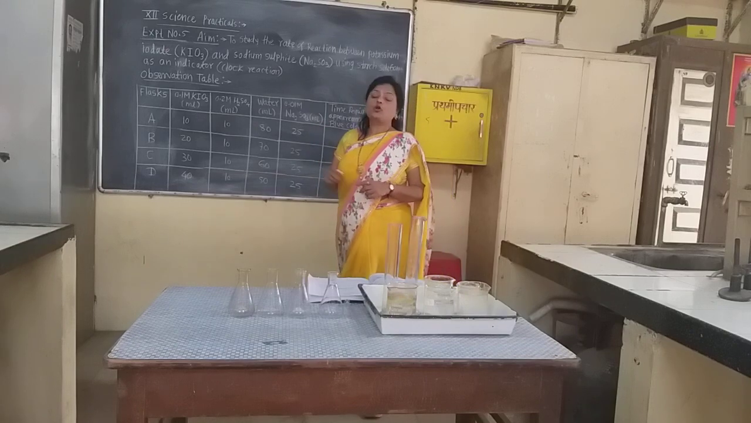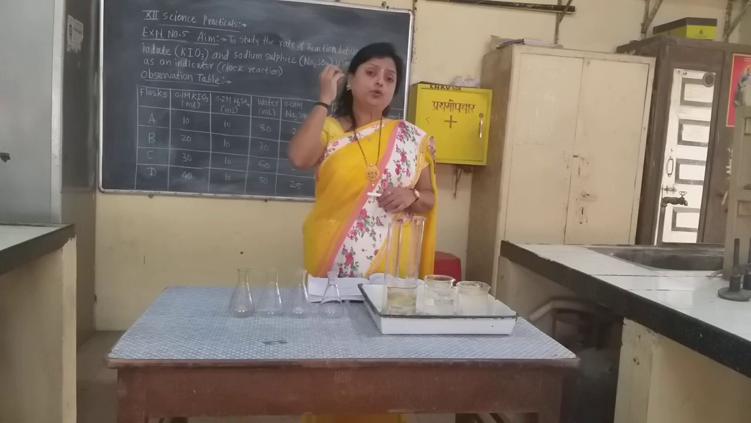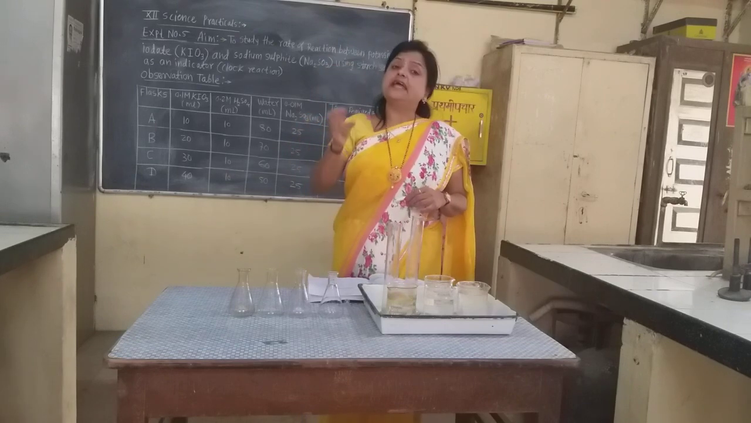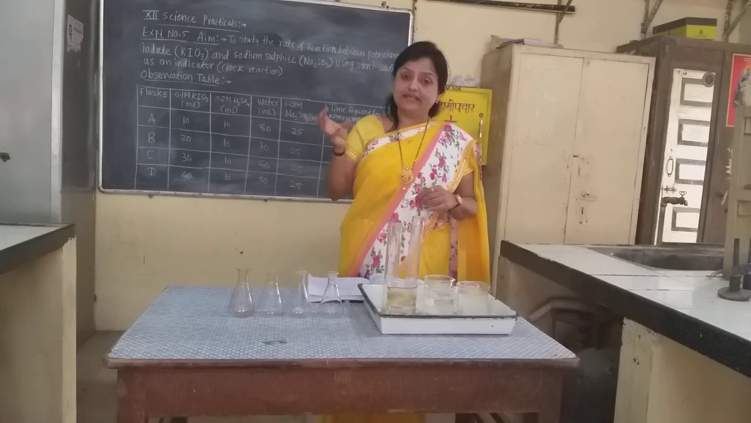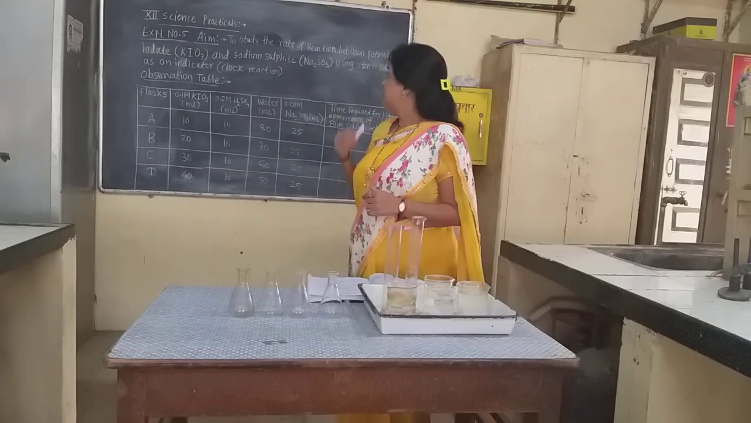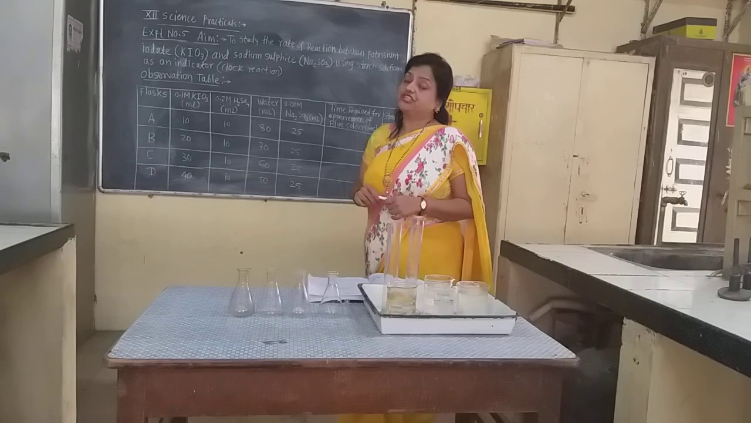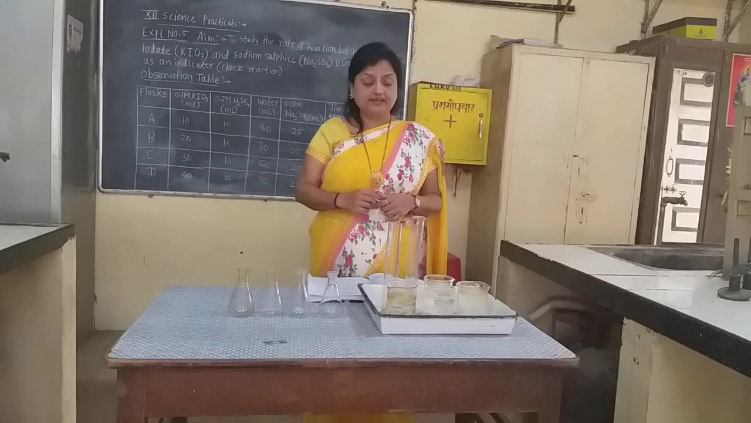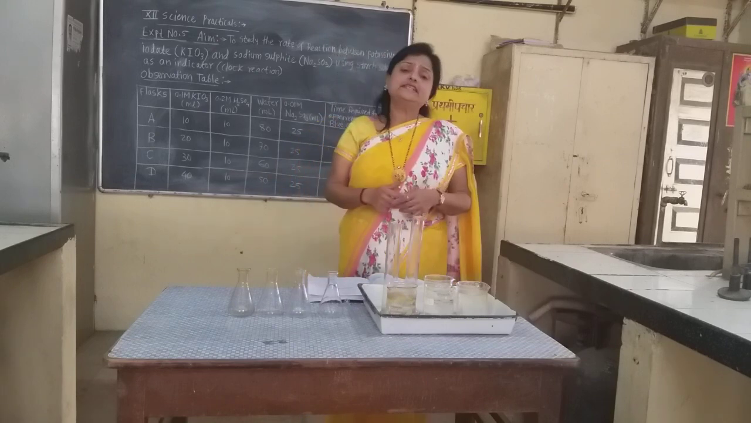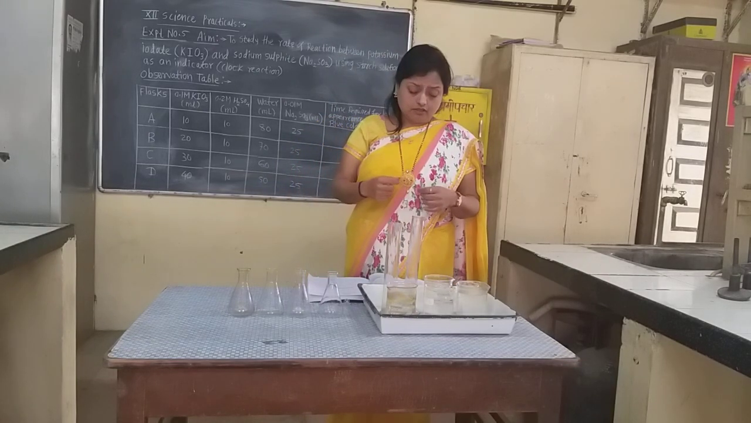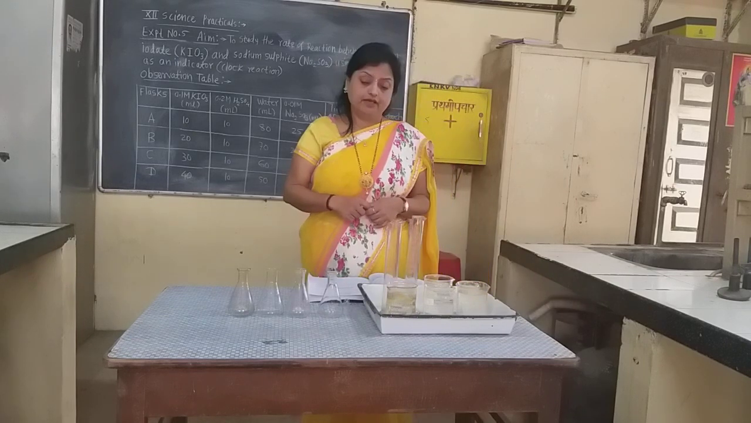Now this is the clock reaction. So we have to practice here experiment number 5, to study the rate of the reaction between the potassium iodate and sodium sulfite using the starch as the indicator. This is a clock reaction. Now, what are the apparatus we have to use here?